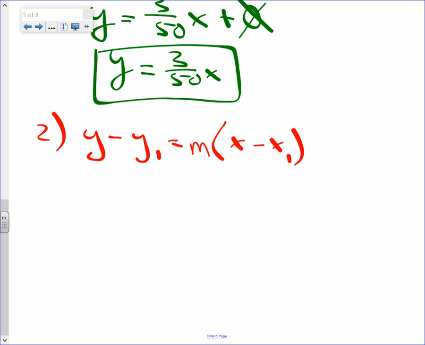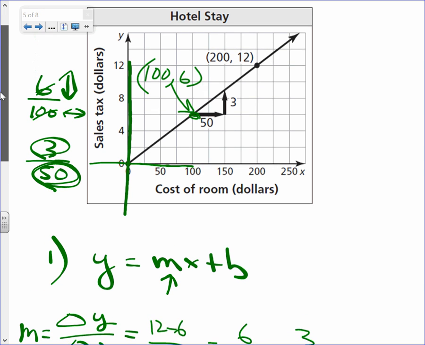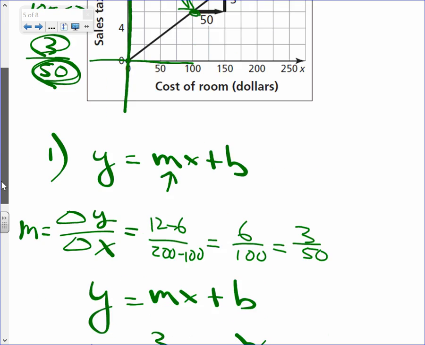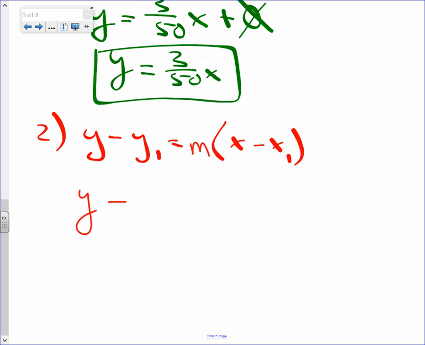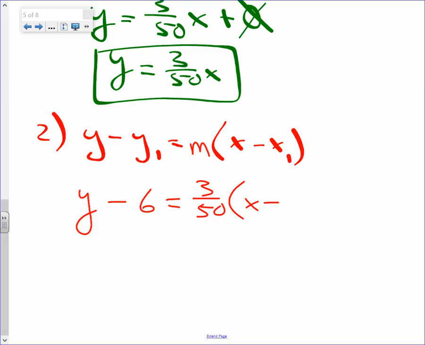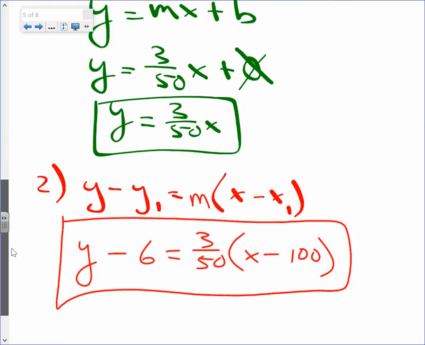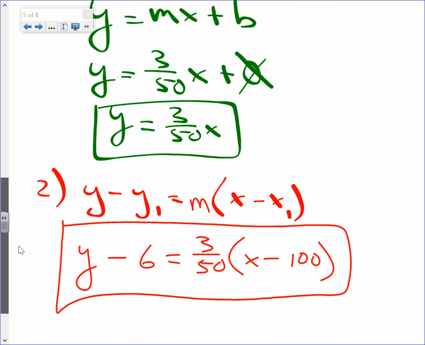Here we go. y minus, this one. Let's do it. We'll do 106. We'll pick that one. Again, it doesn't matter which one you pick. So y minus 6 equals, slope is 3/50 times x minus 100. Done. Point-slope, slope-intercept form. We're rocking and rolling.